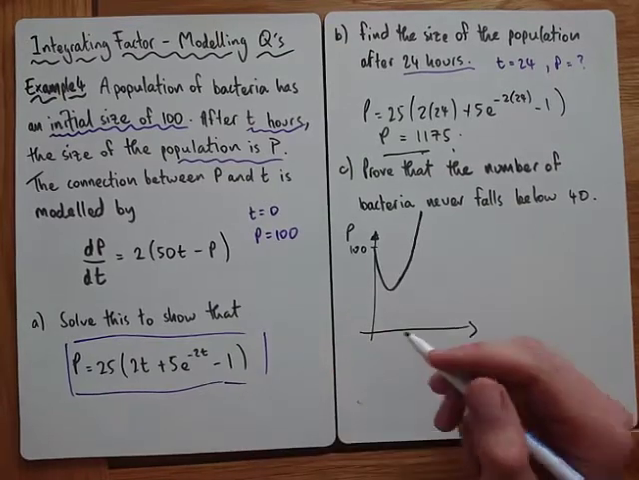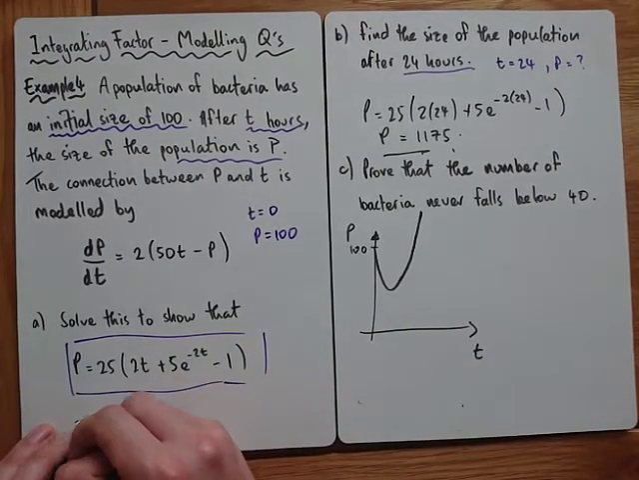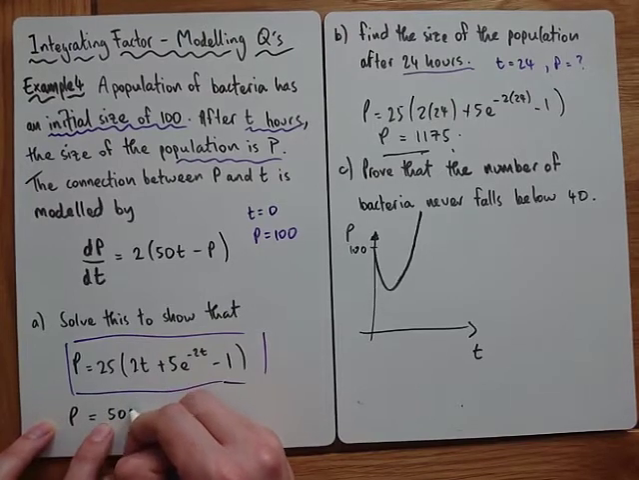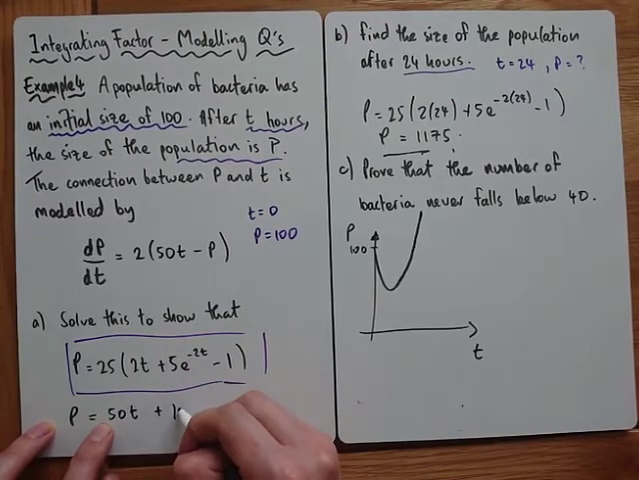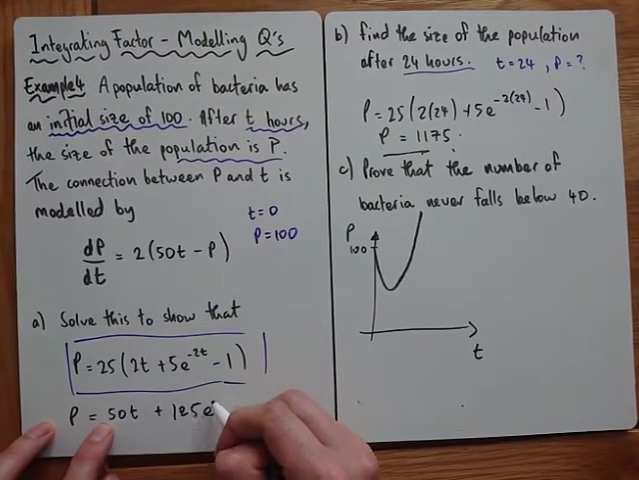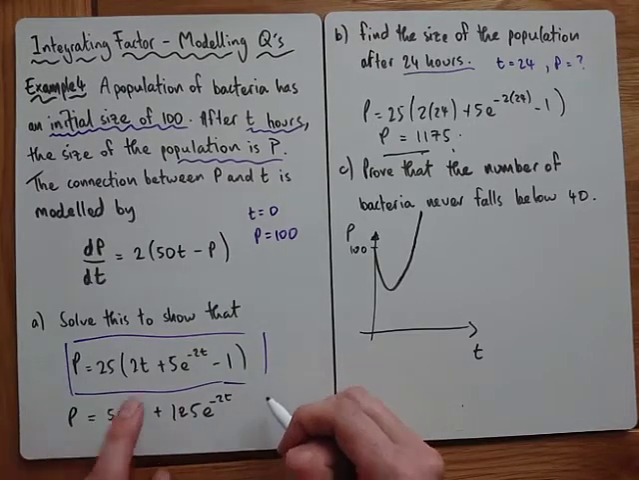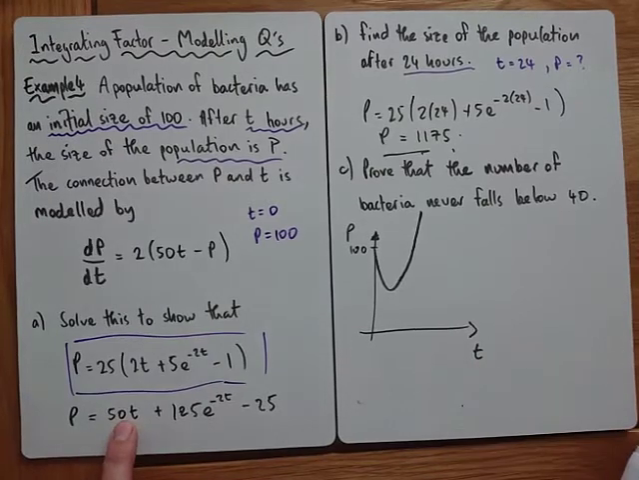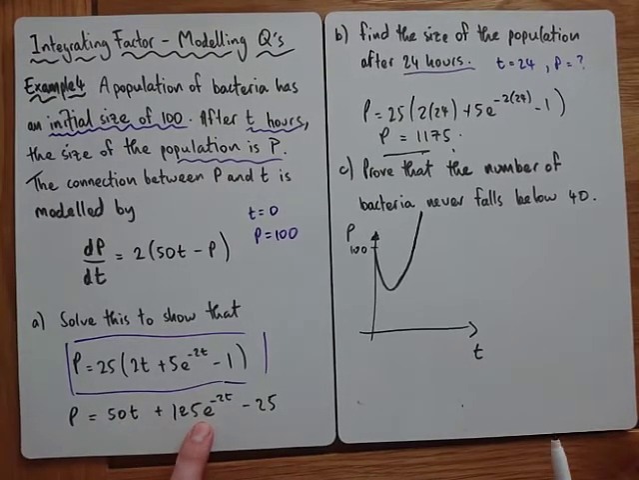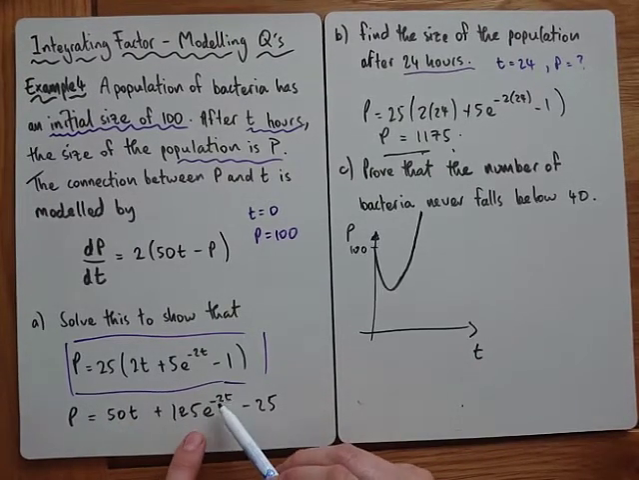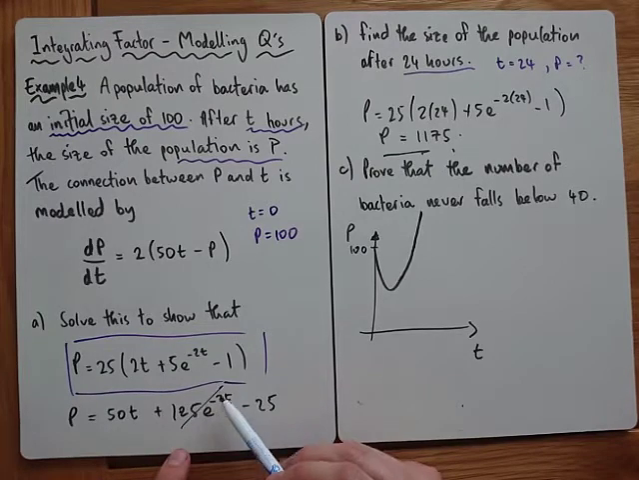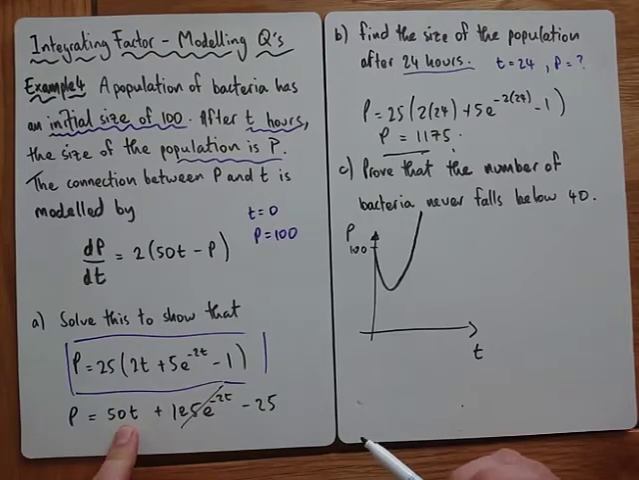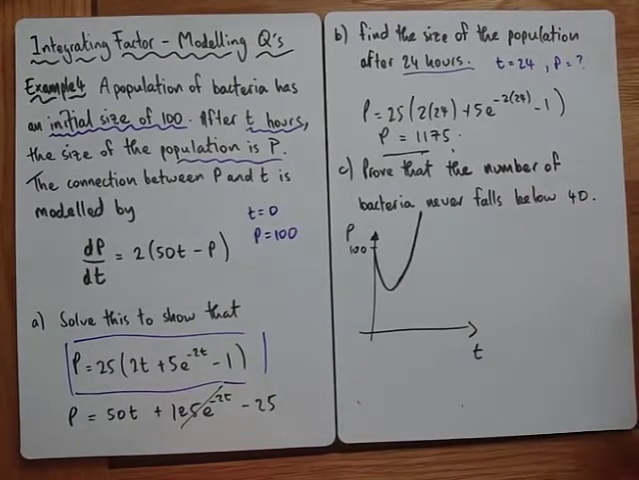And that's basically the reason why that is happening, because when you look at this equation, we've got 50t plus 125 e to the minus 2t minus 25. Now as the time value increases, that term there approaches infinity, and that term there, the negative exponential, would approach 0. So eventually that one disappears and this dominates, and you end up with a population which gets really large.